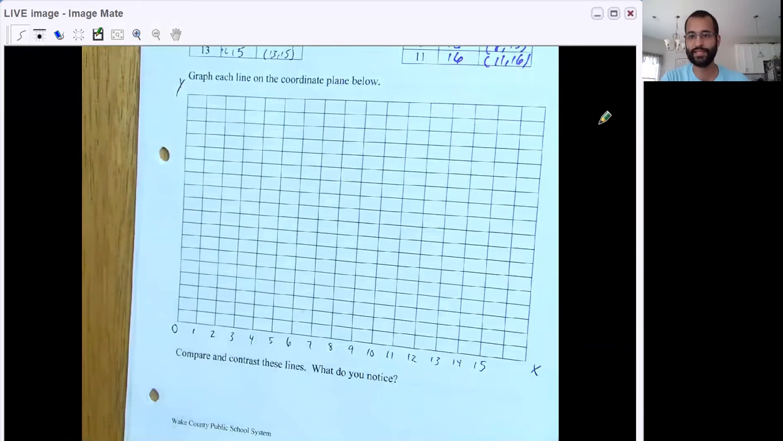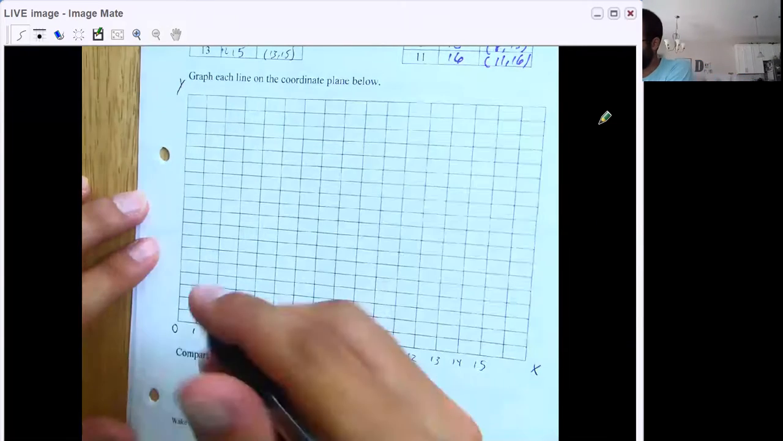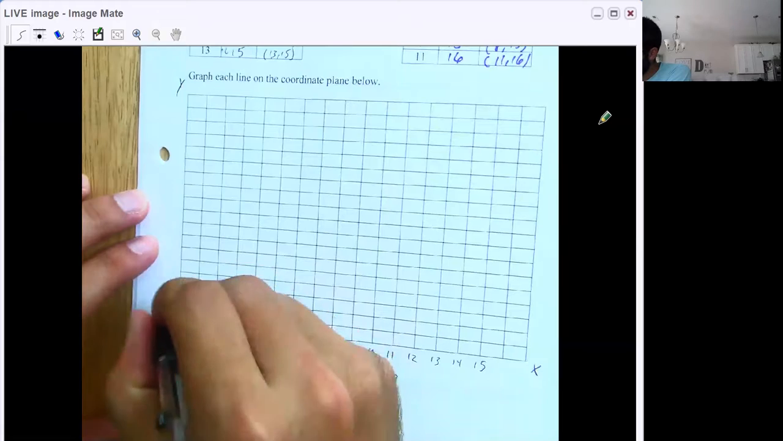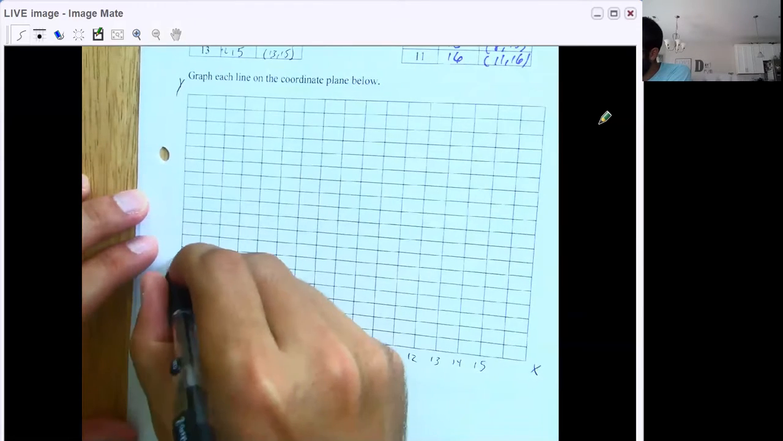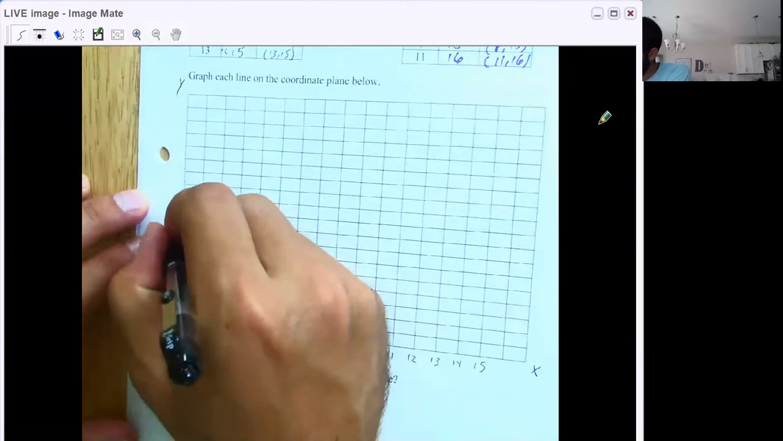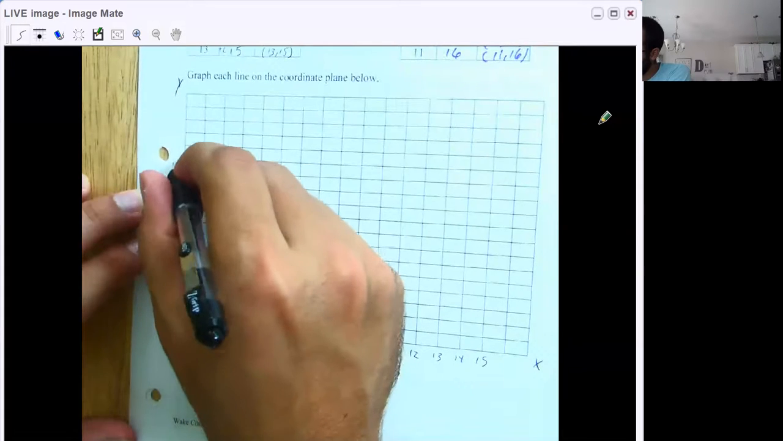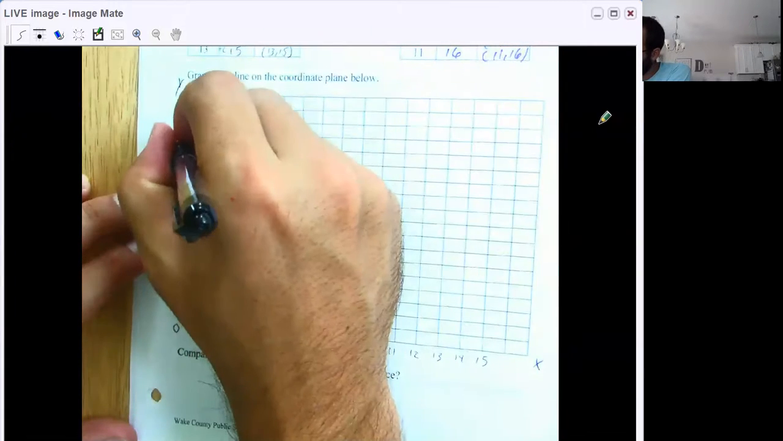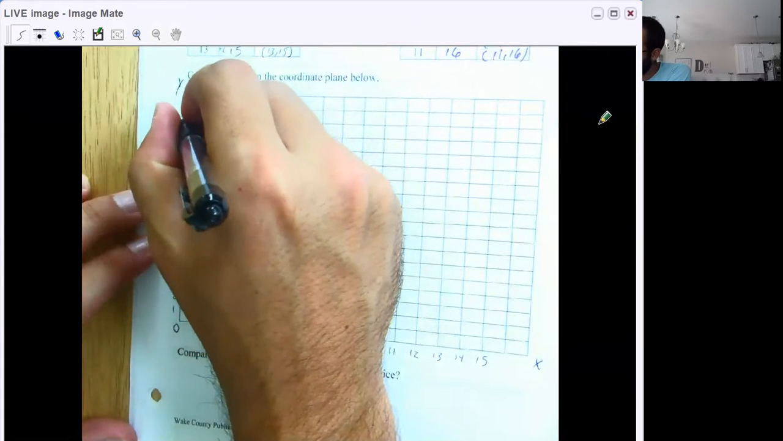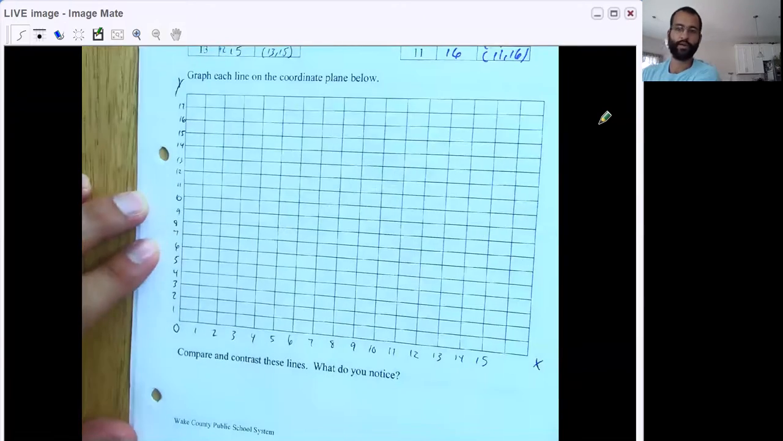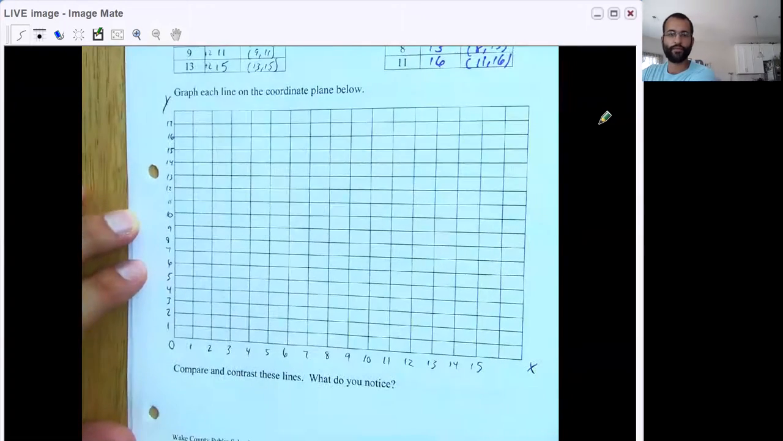All right, we said that 16 needed to happen going up, so let's see if we can do that. 1, 2, 3, 4, 5, 6, 7, 8, 9, 10, 11, 12, 13, 14, 15, 16, 17. Perfect. So I can go above 16 right there.